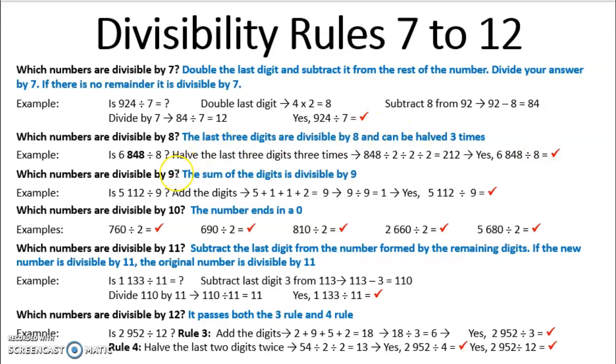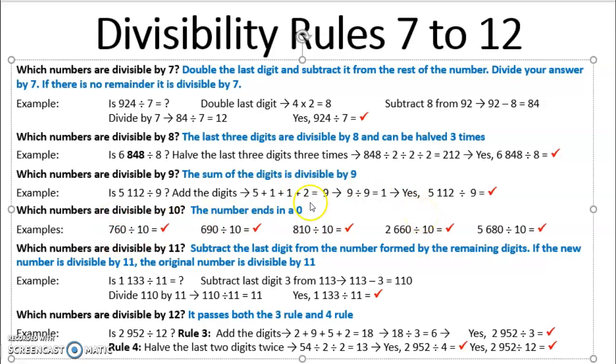Next, which numbers are divisible by 9? The sum of the digits has to be divisible by 9. So the example 5,112, we take all its digits, we add them up, we get 9. 9 divided by 9 is 1, no remainder. So 5,112 is divisible by 9. Next, which numbers are divisible by 10? Any number that ends in a 0 is divisible by 10. As you can see, all these numbers here are divisible by 10 because their last digit is a 0.